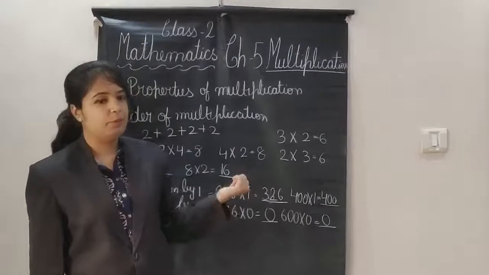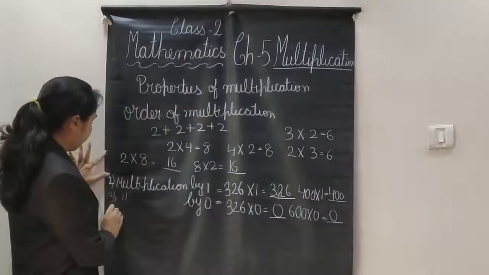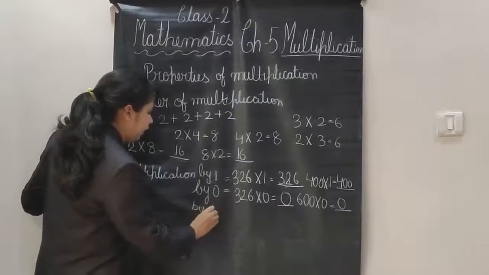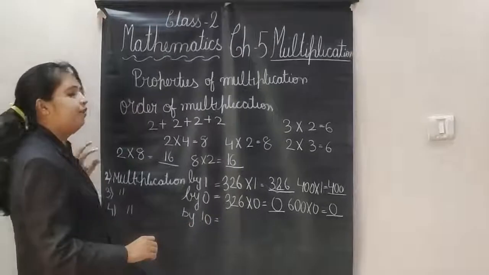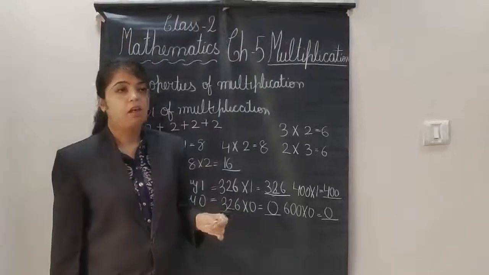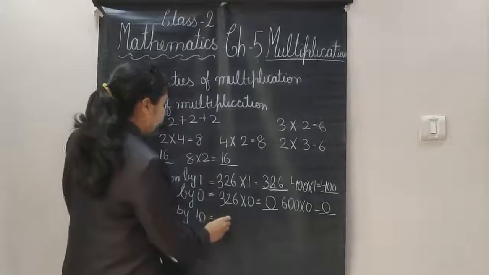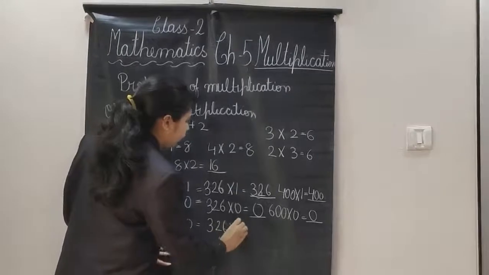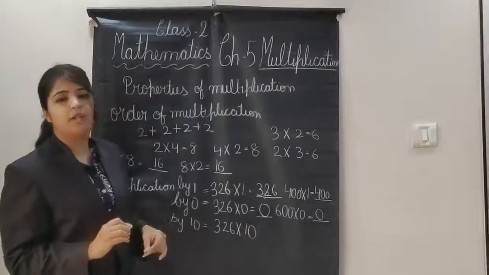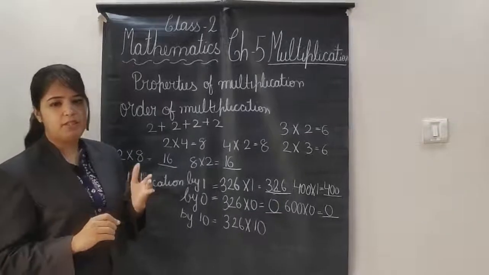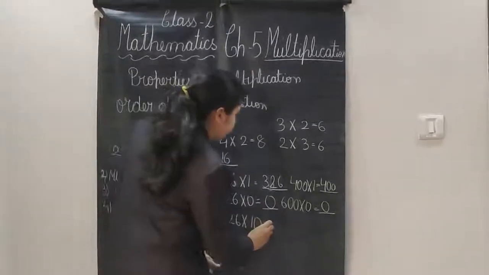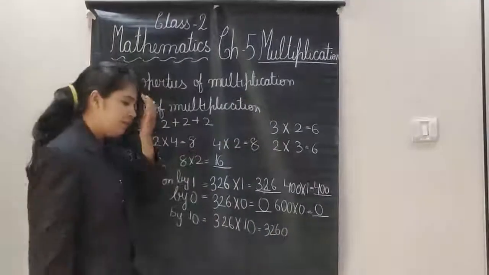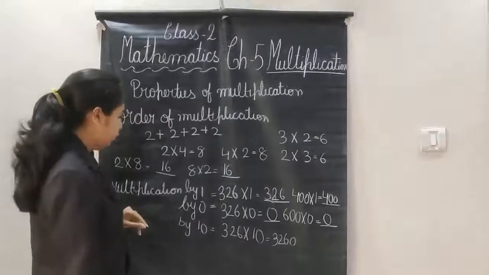Moving forward to the next property, which is property number 4, multiplication by 10, right? So whenever we are doing multiplication by 10, suppose again I am taking the same number, which is 326 into 10. So no need to worry, you have to write the same number and add one 0 with that number. So 3260. The answer will be 3260, right?